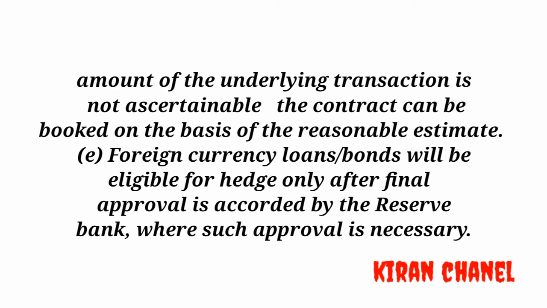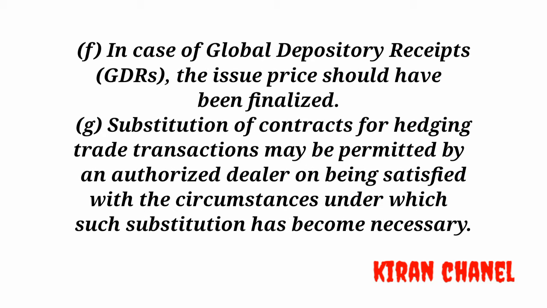E. Foreign currency loans and bonds will be eligible for hedge only after final approval is accorded by the Reserve Bank, where such approval is necessary. F. In case of Global Depository Receipts (GDRs), the issue price should have been finalized. J. Substitution of a contract for a hedge of a trading transaction may be permitted by the authorized dealer on being satisfied with the circumstances under which such substitution has become necessary.